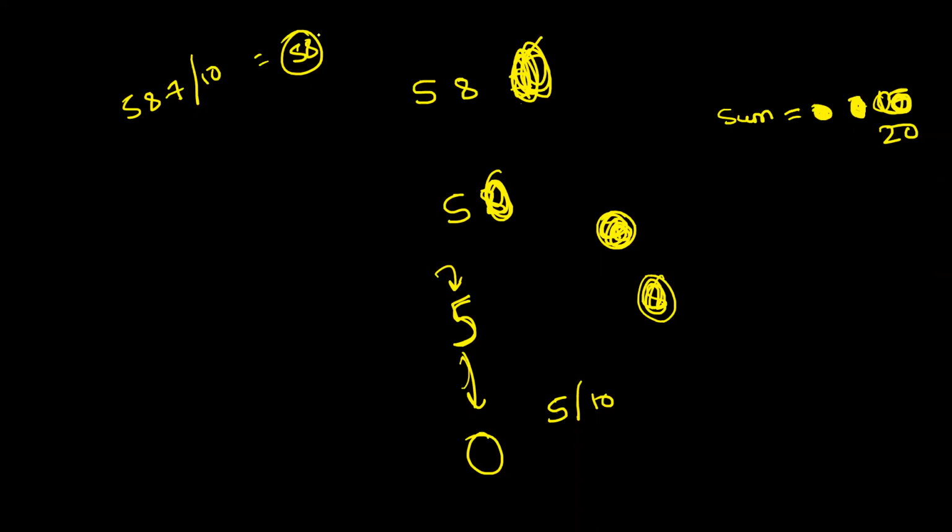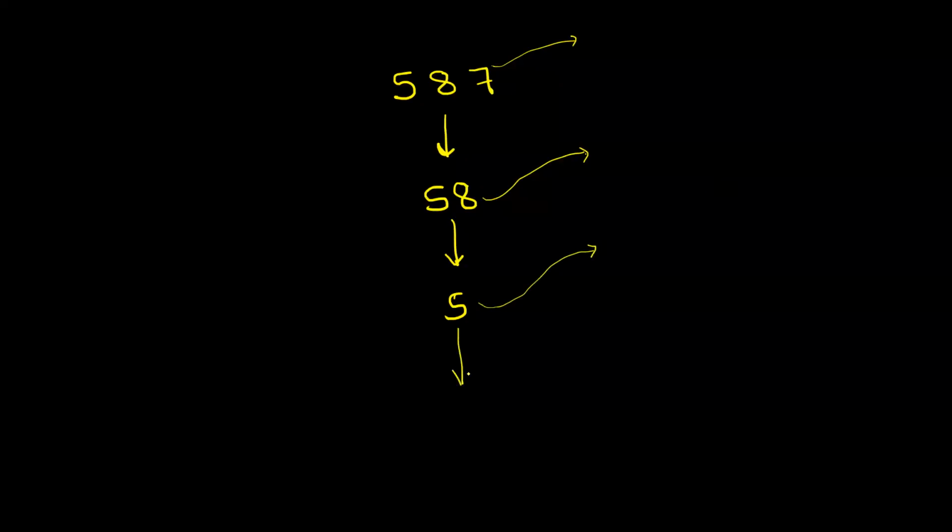So what was my entire journey like? My entire journey was like, 587 was there. I processed the digit 7, added 7 to my sum. Then the number got reduced to 58. Then I processed the digit 8, added the digit to my sum. Then the number got reduced to 5. Okay. Then I processed the digit 5, added 5 to my sum, and then the number got reduced to 0 and my task was done.